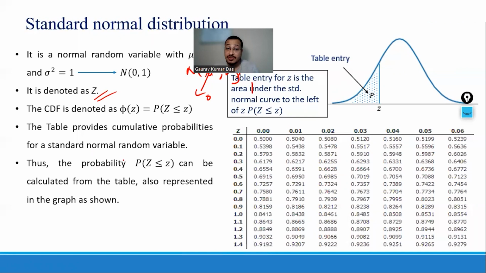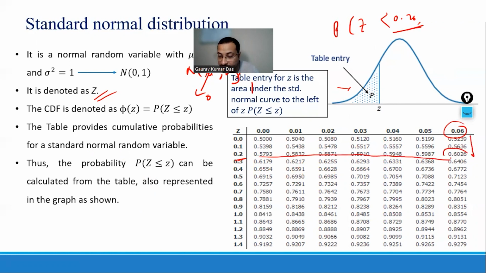So basically, if I want to find the probability of Z being less than, say, 0.26 on the left hand side, here we have to go to Z 0.2, and 0.06, the second decimal place, is here. So we travel like this, and this is my probability: 0.6026 is my probability of Z less than 0.26. And by the way, for the standard normal distribution, your mean is 0.